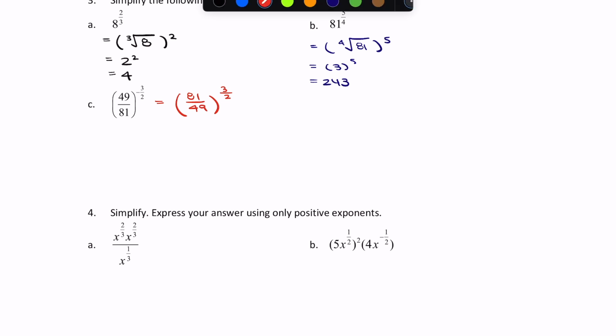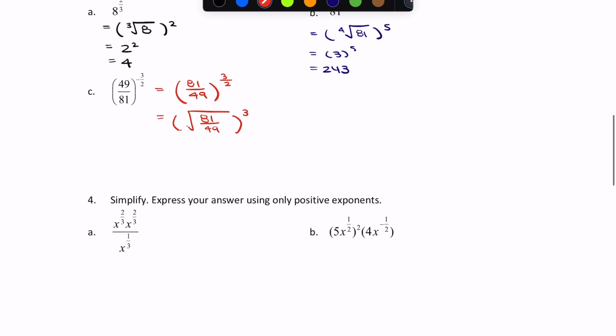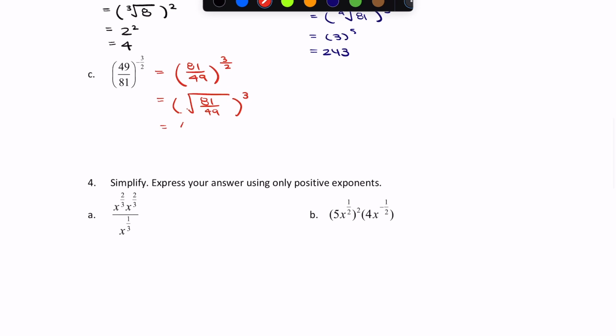Here we can rewrite this as the square root of 81 over 49, to the power of 3. The square root of 81 is 9. The square root of 49 is 7. So here we'll get 9 over 7 to the power of 3, which would equal 729 over 343.